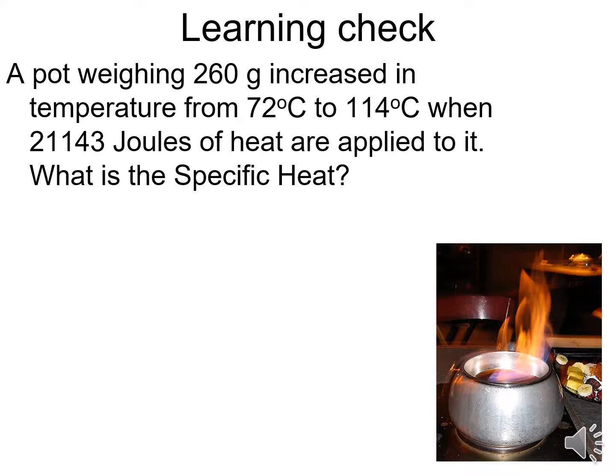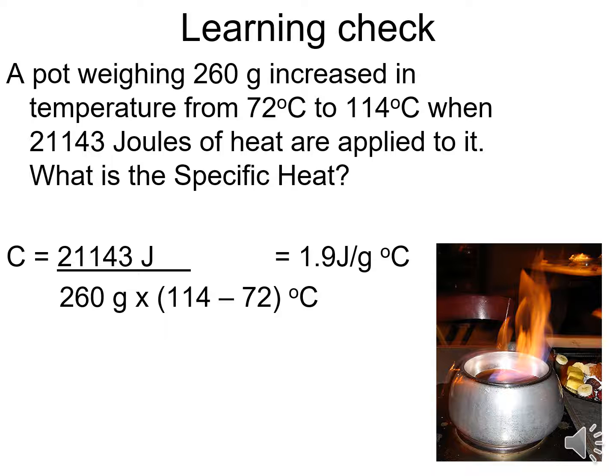Let's try this one. A pot weighing 260 grams increases in temperature from 72 degrees Celsius to 114 degrees Celsius. You put 21,143 joules of heat in. What is the specific heat of the metal that makes up the pot? Remember, specific heat can be found by dividing heat by mass and by change in temperature. So 21,143 joules of heat divided by a 260 gram pot, and also divided by 114 minus 72. Ends up being 1.9 joules per gram per degree Celsius with 2 sig figs.